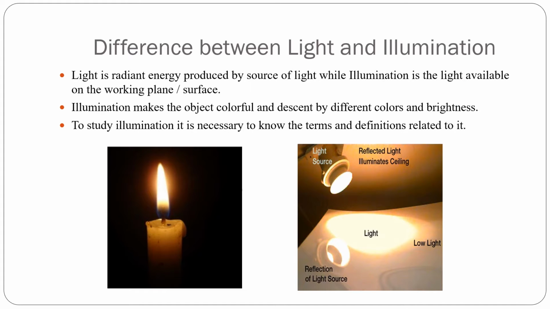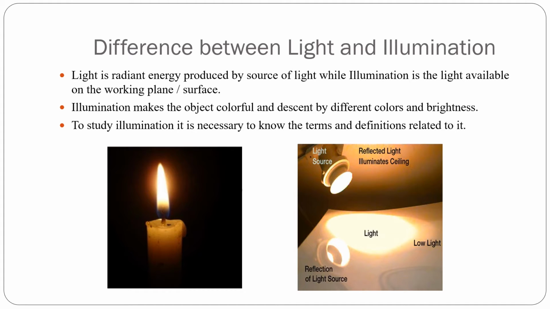So now we are going to see the difference between light and illumination. What is light and illumination? From the figure we can see that this is a candle. This candle gives light. Light is the radiant energy produced by the source of light, so here the source of light is a candle. In the second figure we can see an artificial source of light, here the lamp. Light is the radiant energy produced by the source of light, while illumination is the light available on the working plane or the surface.